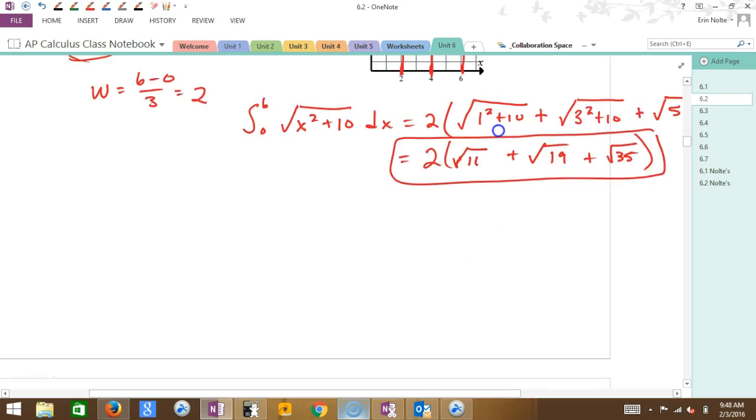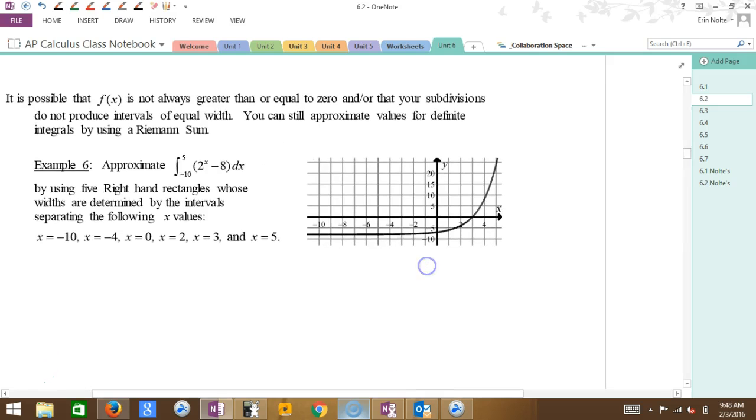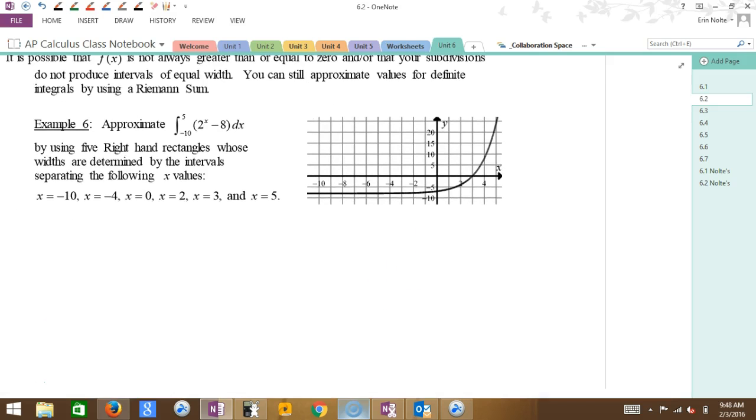Okay. The last one is an example where they say we're going to use 5 rectangles, but the widths are not going to all be the same. We're not going to split them into equal widths. We're going to specifically use the x values that they give to us. Okay? So we're going to use between -10 and 4, and we're going to do a right-hand rectangle. I don't know, that's just what they told us to do.